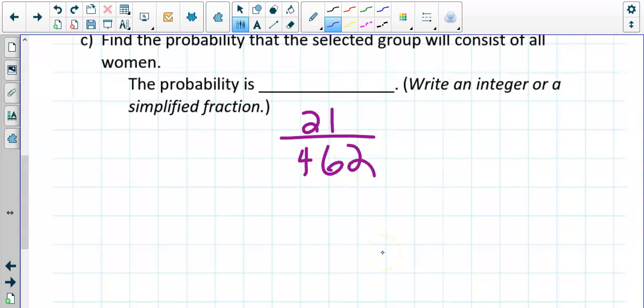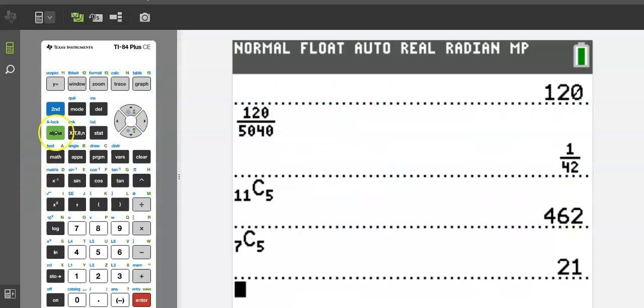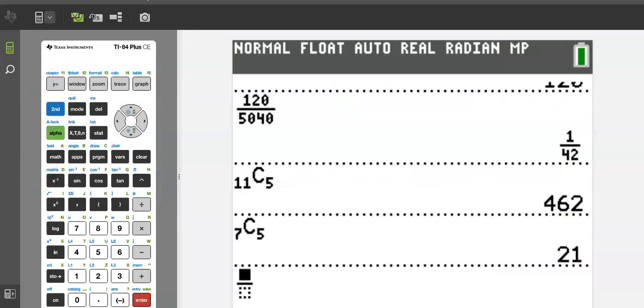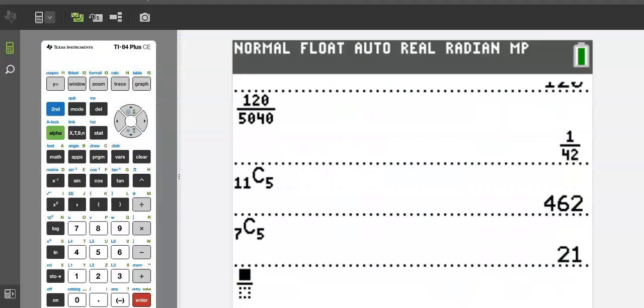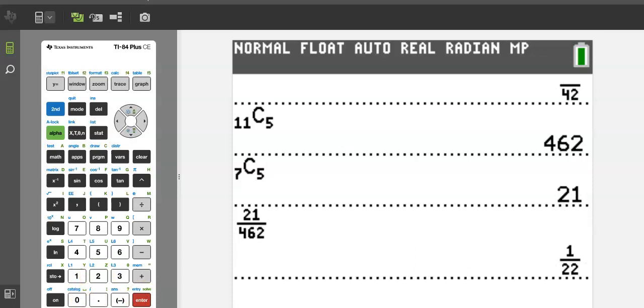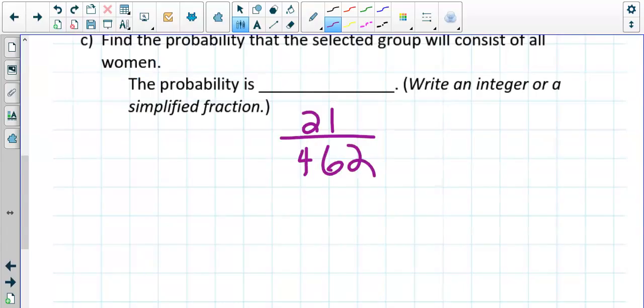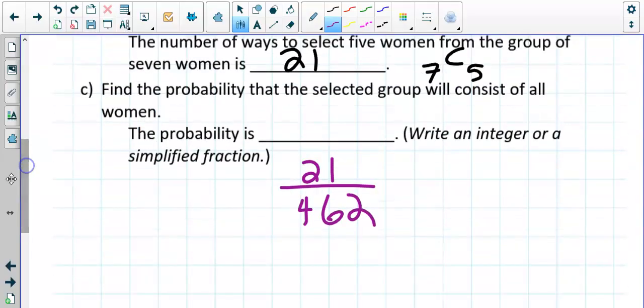And of course, go into your calculator and make sure that that is reduced. So we hit our best friend, alpha y equals. Oh gosh, forgot the top number, 21 over 462, hit enter, and it does reduce. So we've got 1 over 22. That is our final answer.